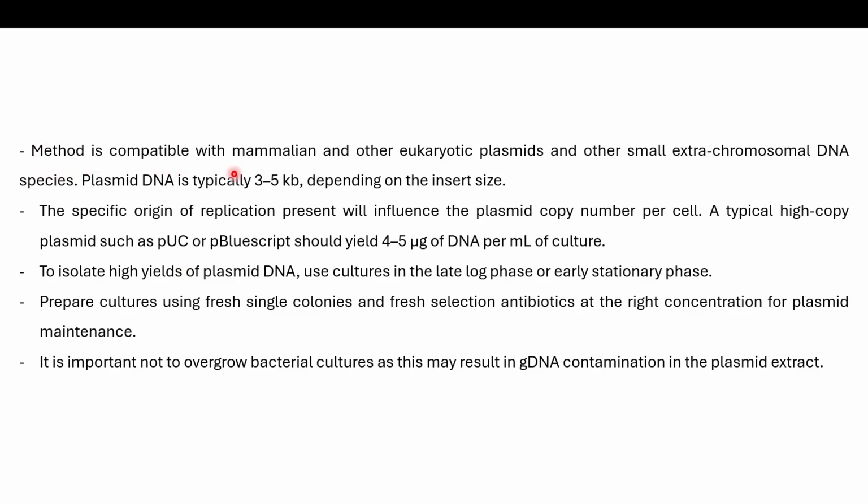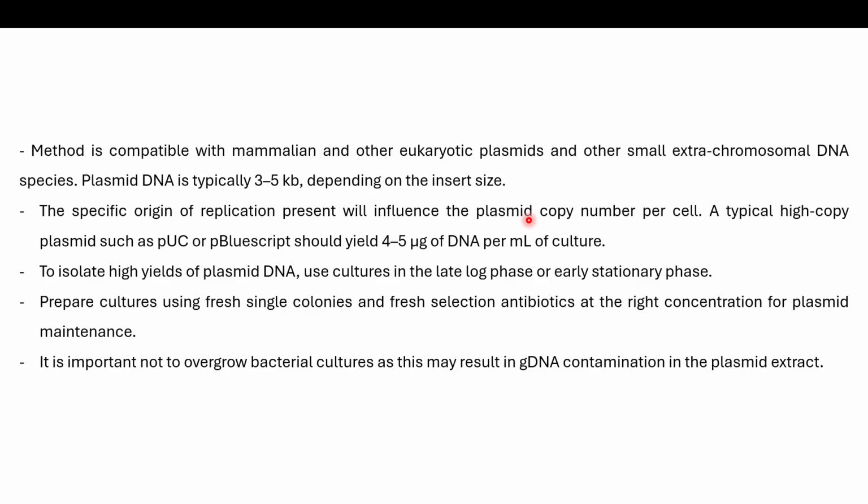Plasmid DNA isolation is compatible with mammalian and other eukaryotic plasmids. The method that we saw earlier is compatible with mammalian and other eukaryotic plasmids, and also small extrachromosomal DNA species as well. The plasmid DNA is typically between 3 to 5 kb depending on the insert size, and the specific origin of replication present will influence the plasmid copy number per cell. A typical high copy plasmid such as pUC or pBluescript yields around 4 to 5 micrograms of DNA per ml of culture.